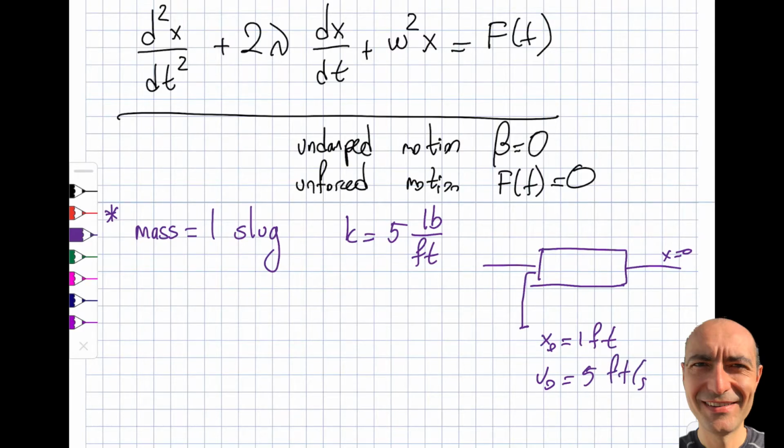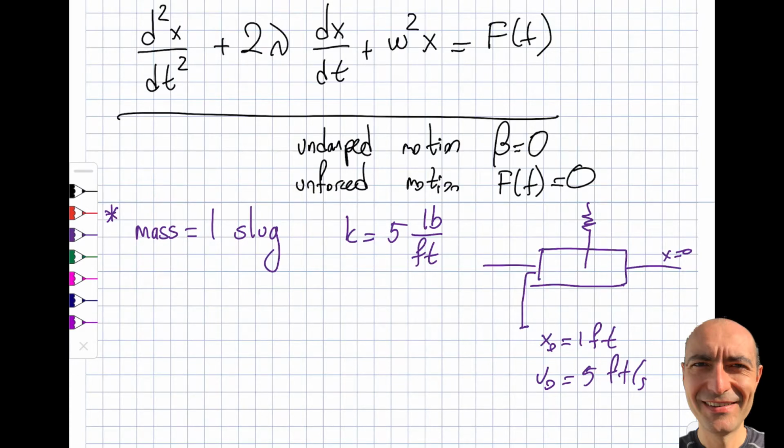Okay, so just to highlight, this is the mass, and over here this is the spring, right? And I have the damper and so on down there, the way that I drew it. And I'm just pulling this down to a 1 foot distance, and I'm pushing it with 5 feet per second. So that will be my initial condition.